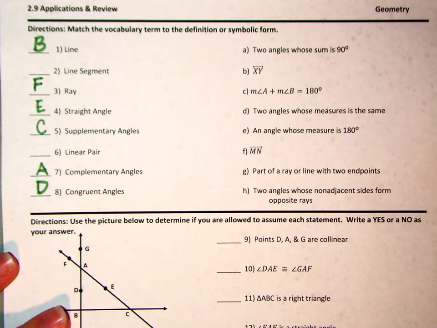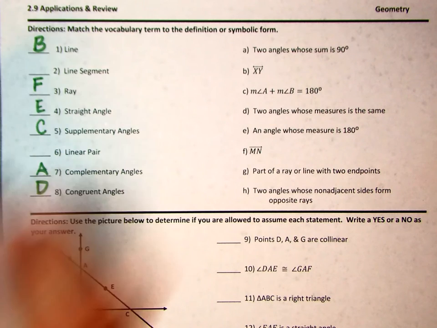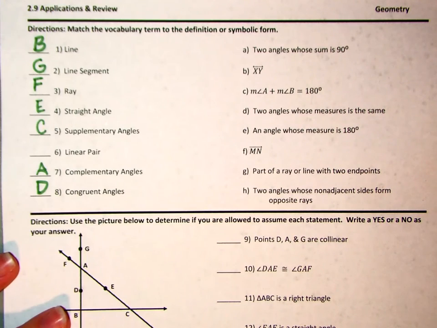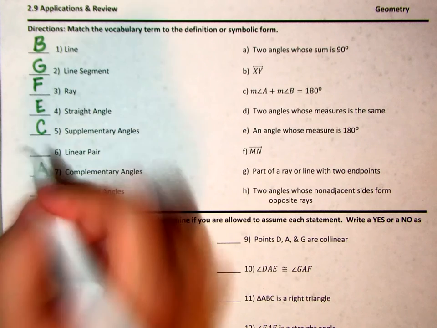On G, it says the part of the ray or the line with two endpoints. When you take part of a line or part of a ray and put two endpoints on the end, that's called a line segment. And finally, it says two angles whose non-adjacent sides form opposite rays. And when you have that, that will be a linear pair.